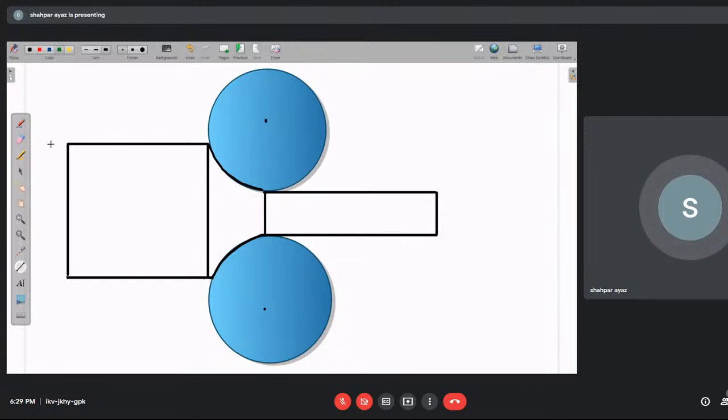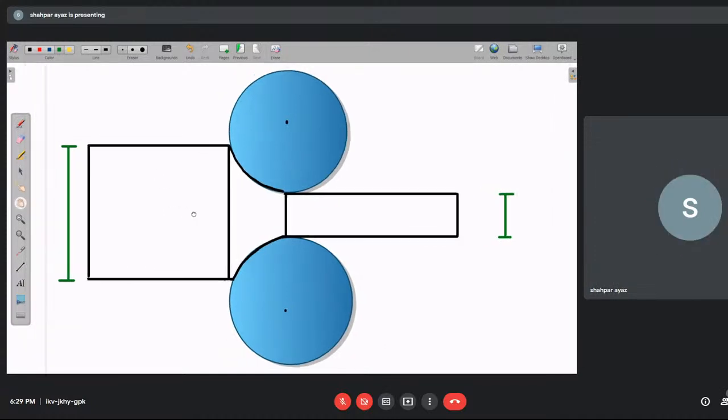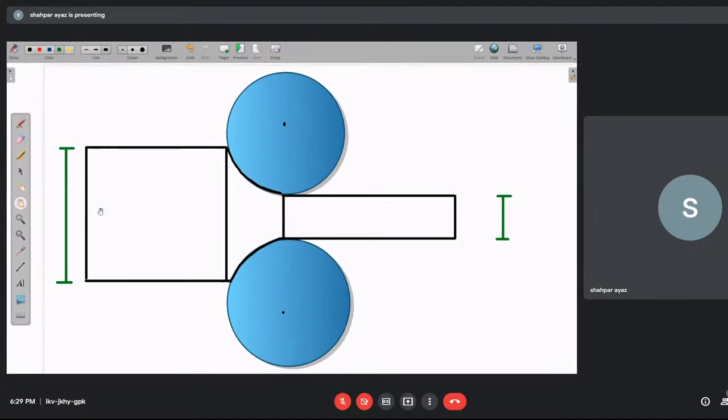So this is called your initial thickness. This is your HI. This is your final thickness. This is your HF. Okay. So now let's understand some points. It is going like this.